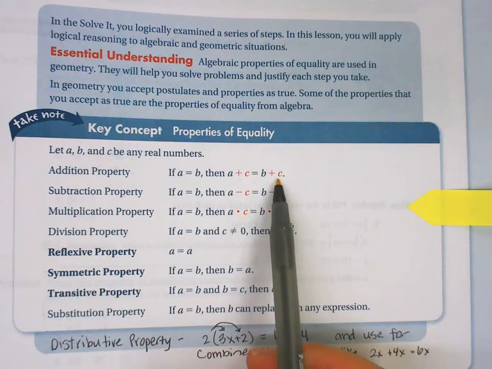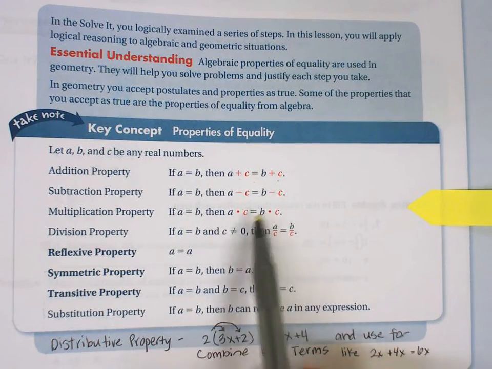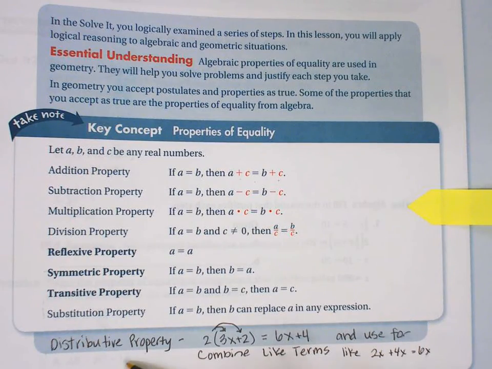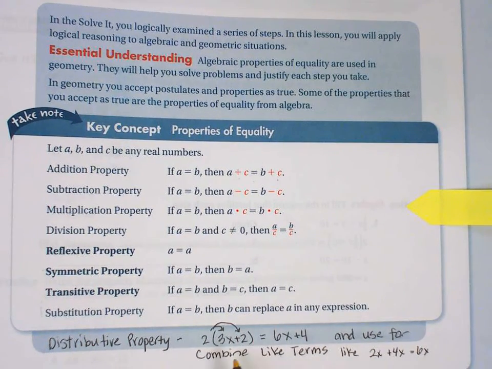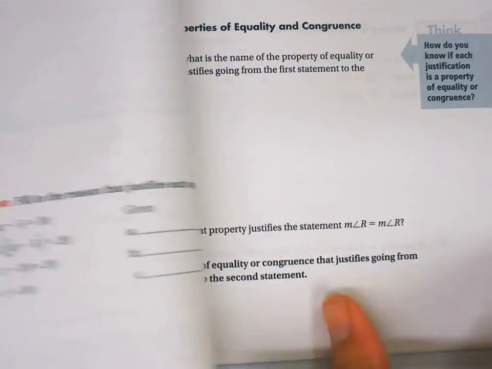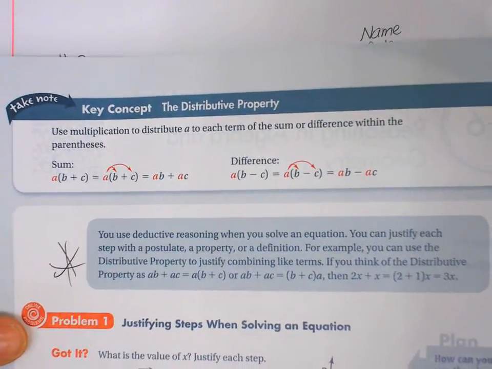You can add something to both sides. You can subtract from both sides, multiply both sides, divide both sides. But with the distributive property, you're not necessarily doing something to both sides of an equation. I'll come back to the distributive property. We're not using it today, but just so you know, there is a distributive property, and it is actually on the next page if you look ahead. Okay, so it is right there.